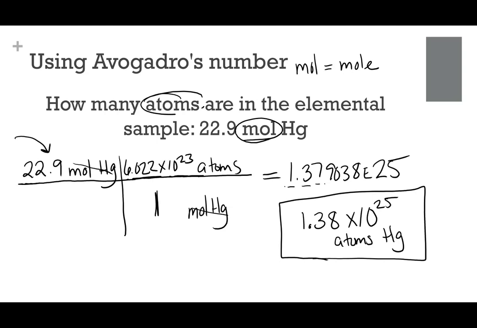When I'm counting the number of atoms, I would expect that number to be really, really big. Atoms are tiny. So does it make sense that I would have a ridiculously big number like 1.38 times 10 to the 25th? Well, yeah, that number makes sense. So always take a step back before you circle your answer and say, you know what? Does this make sense? Okay.